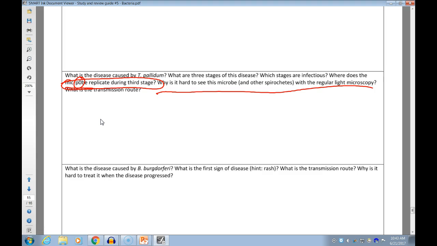Borrelia burgdorferi, Lyme. First sign of the disease, bullseye rash or erythema migrans. Transmission route, ticks. It's a zoonotic disease. Why is it hard to treat when the disease progresses? It's in the joints. It's really hard to reach. It's in the tissues. It's really deep. You can hardly reach it. Anything that goes deep in the tissues is really hard to reach.